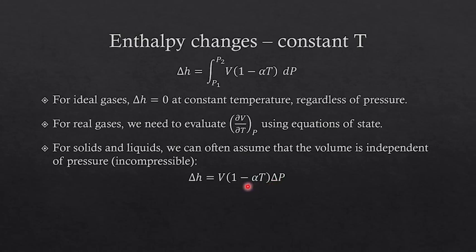For substances with very, very low values of the linear expansion coefficient, the term alpha T becomes a very small value such that 1 minus alpha T is almost equal to 1. So this equation simply reduces to volume times delta P, which is the equation that we have been using to determine the enthalpy change of compressed liquid water in a pump. Keep in mind that this simplification is only applicable for incompressible liquids and solids.